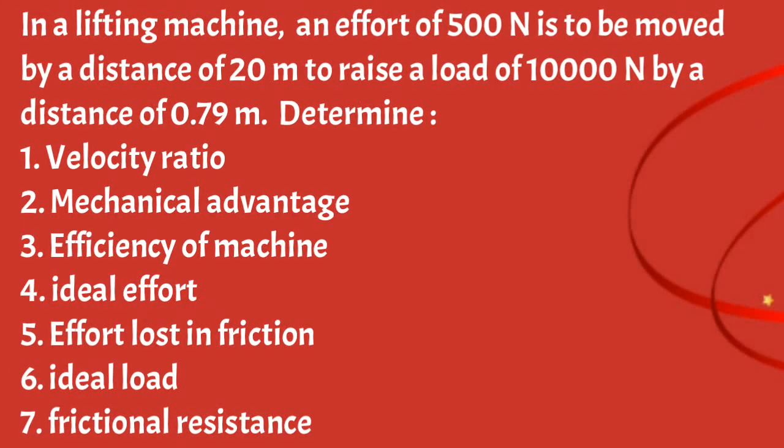Given question: in a lifting machine, an effort of 500 Newton is to be moved by a distance of 20 meters to raise a load of 10,000 Newton by a distance of 0.79 meters. Determine velocity ratio, mechanical advantage, efficiency of the machine. Determine ideal effort, effort loss in friction, ideal load, and frictional resistance.